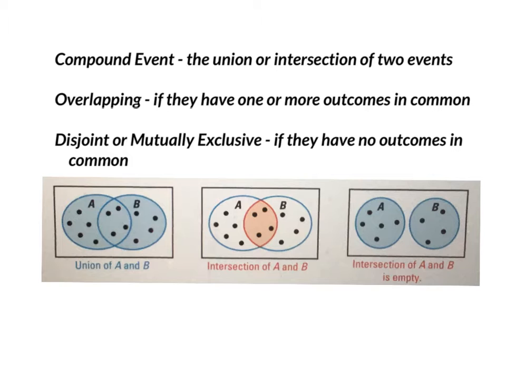First one is called compound events. Compound is the union or intersection of two events. That would be this picture right here, where you combine everything in event A and everything in event B, and you combine all of them. That's called a compound event.